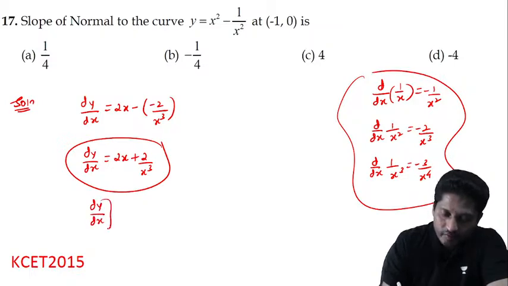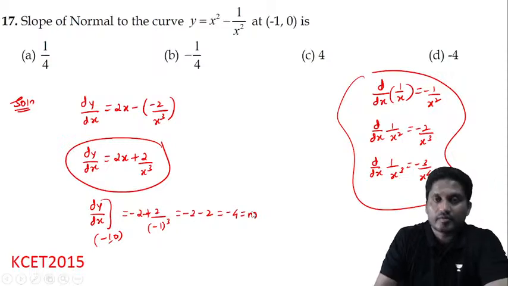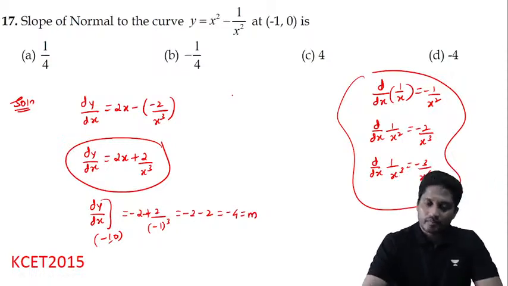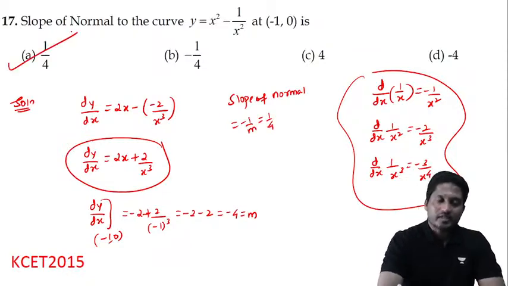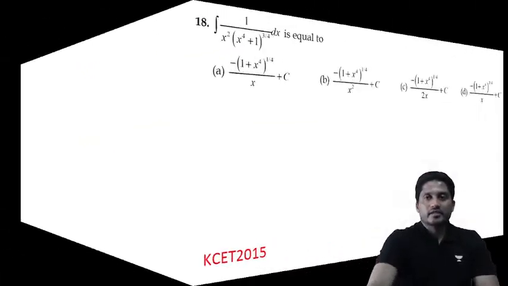dy by dx at the point minus 1 comma 0 is equal to 2 times minus 1 plus 2 by minus 1 the whole cube, which is minus 2 minus 2, equal to minus 4. This is m, the slope of tangent. I'm supposed to find the slope of normal, right? Slope of normal is equal to minus 1 by m, equal to plus 1 by 4. Okay, last answer is option A. Let's move to the next question.